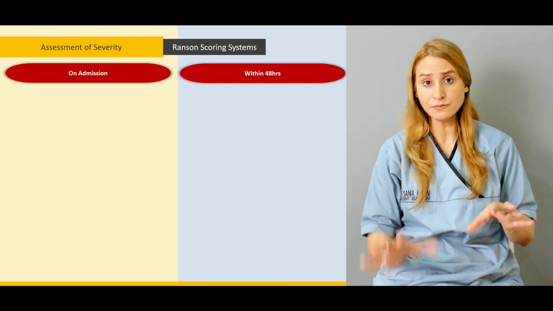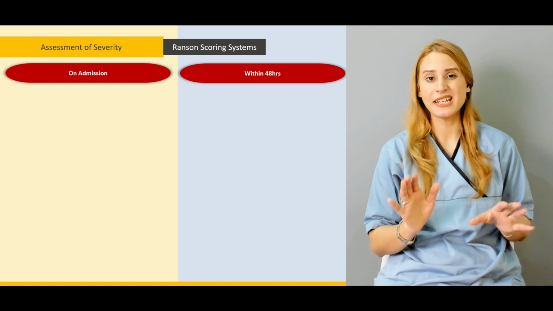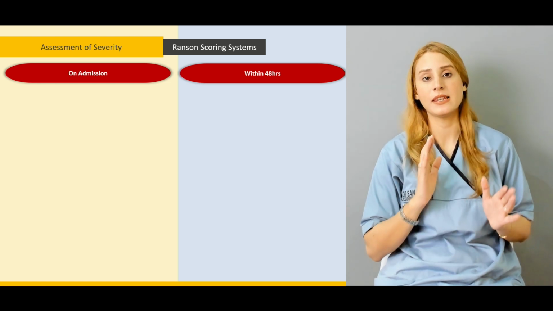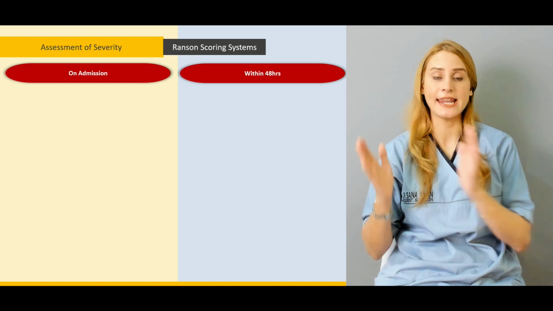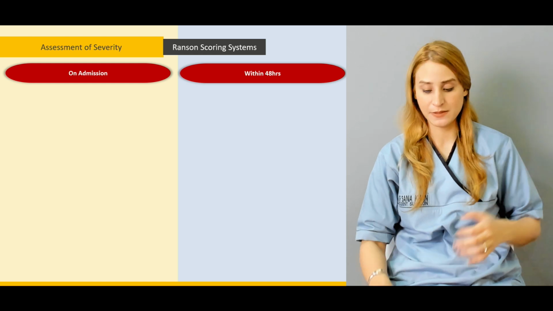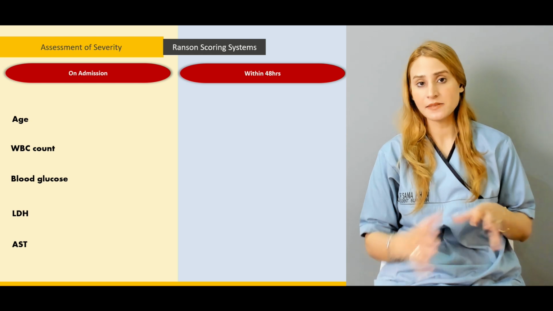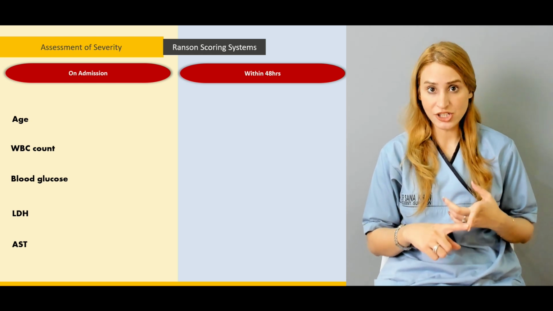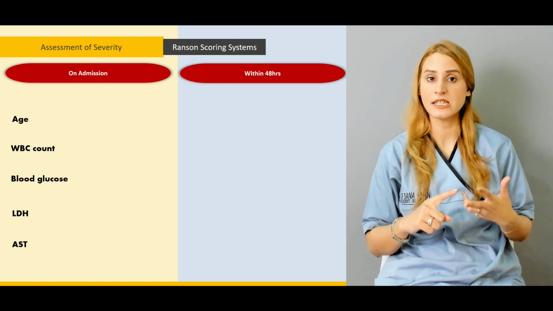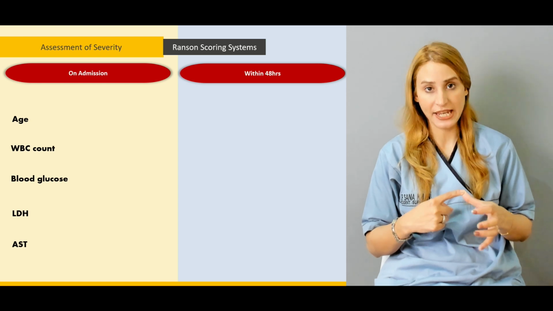So we have divided this criteria to be calculated at 2 points. One, when the patient is presenting to you and you're going to admit the patient, and after 48 hours of admission, you revise the criteria and calculate it again. For admission, there are 5 parameters which you need to order. One is the age, which is very important. Then TLC count, blood glucose levels, LDH, and serum AST levels.